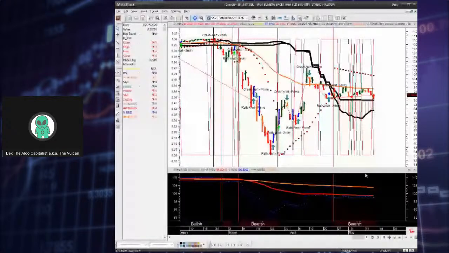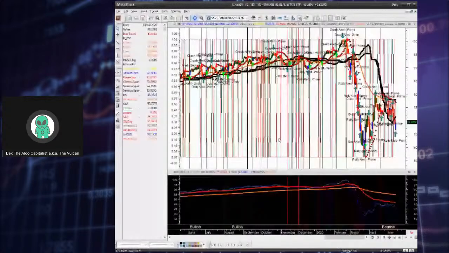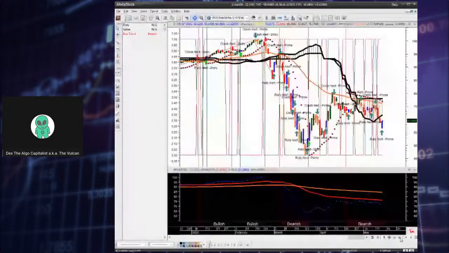Still flat, still consolidating here. Nothing happening. Quiet as a mouse. All right, looking forward now to the real estate. We talked about the commercial real estate, didn't we?